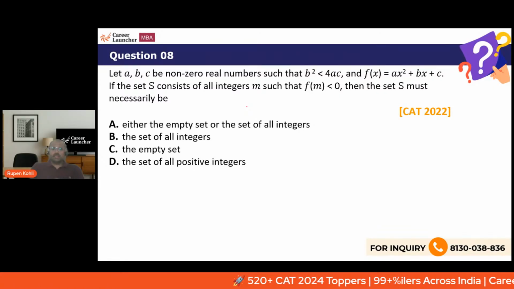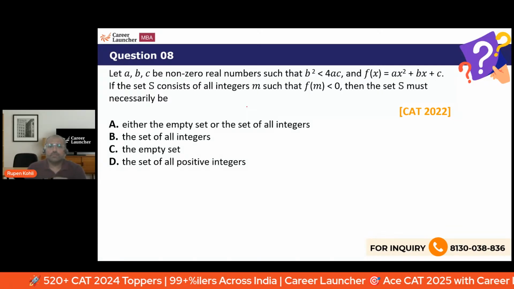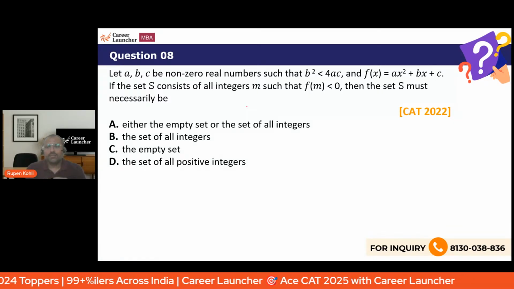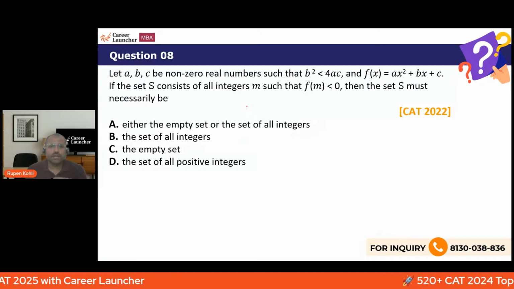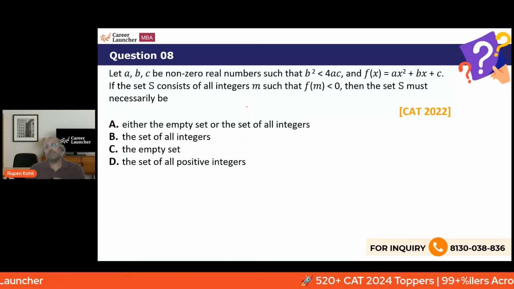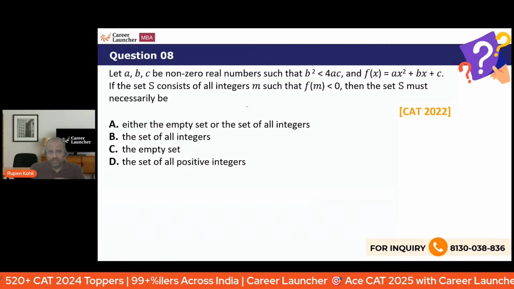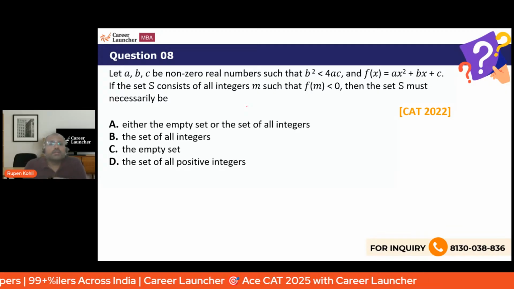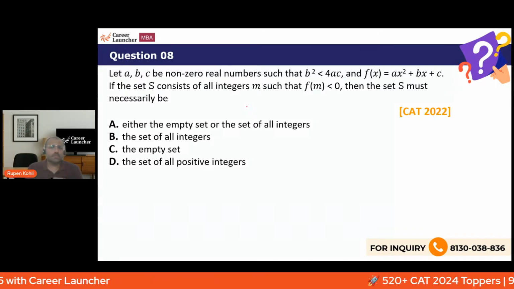Let a, b, c be non-zero real numbers such that b square is less than 4ac and f(x) equals ax square plus bx plus c. If the set S consists of all integers m such that f(m) is less than 0, then set S must necessarily be what kind of set from the options, right? Perfect. Very nice conceptual problem, right? Nothing to solve here in terms of variables, but analyze.